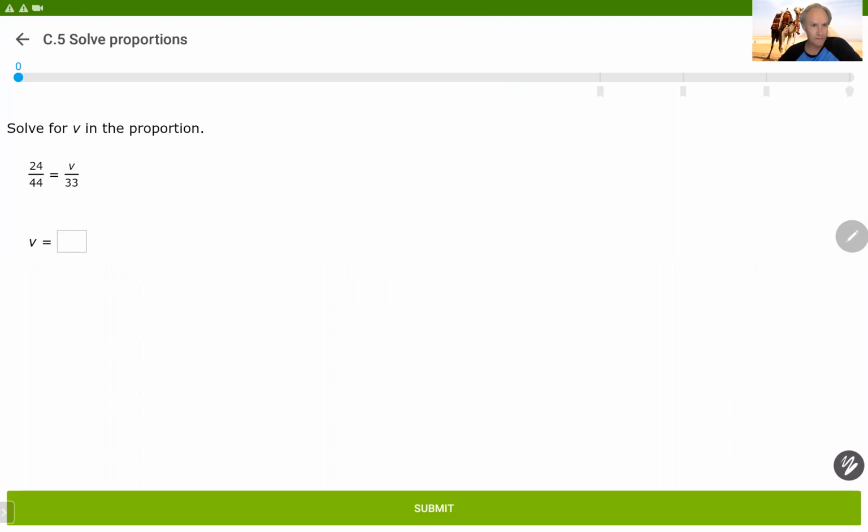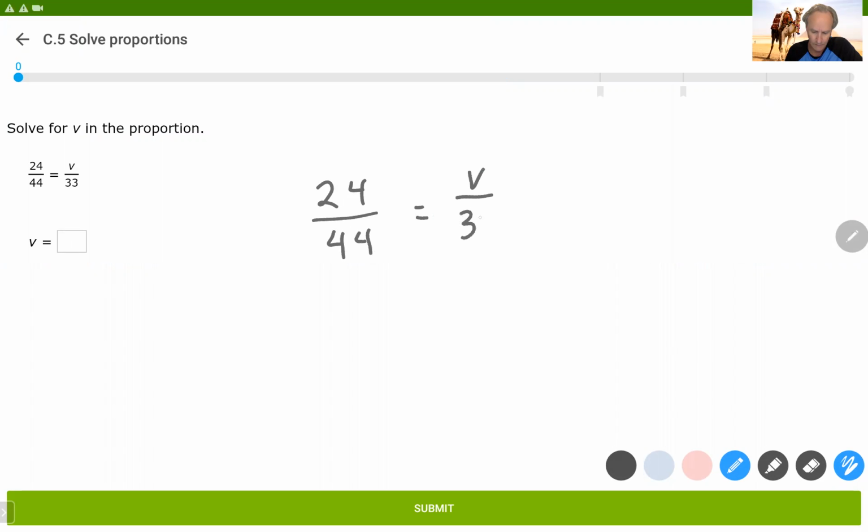And what we're trying to do is get equivalent ratios here. There's several ways to do this. When I cross multiply, what I'm really doing is getting a common denominator. Let me show you why that is. I've got 24 over 44 is equal to V over 33.